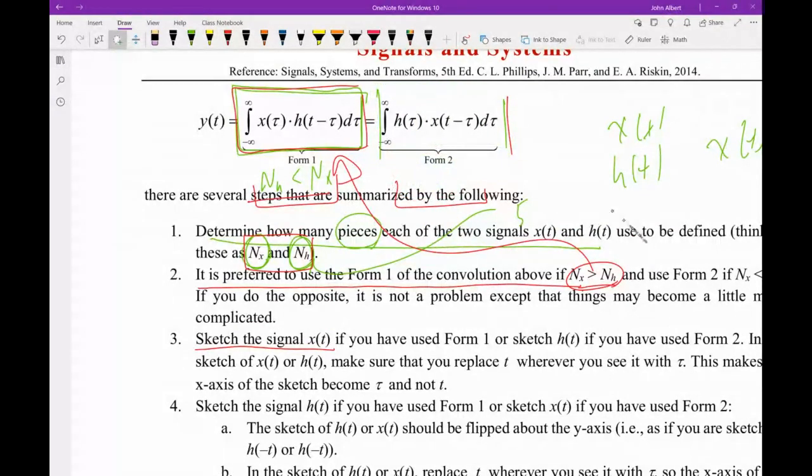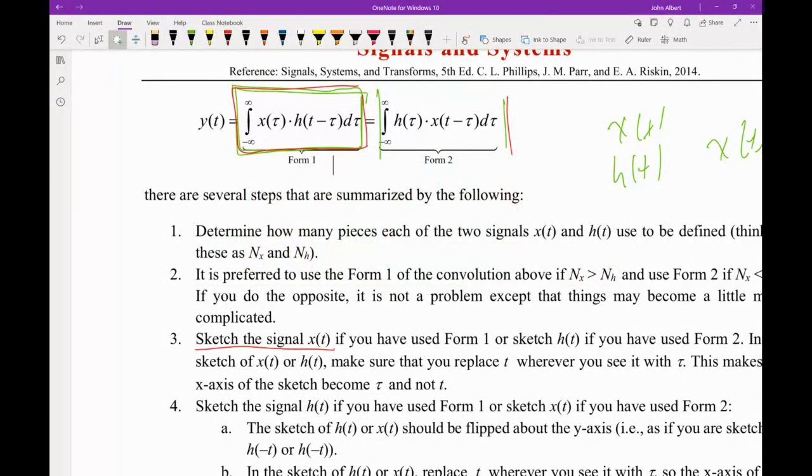Let me just erase the mess that I have in there. Okay. If you are using form 1, I want you to sketch this function, x of t, but then I want you to go and remove every t and replace it with tau. Usually, if I give you a function, I'll tell you this is x of t. I'm not going to tell you that this is x of tau. So I want you to sketch it, but I want you to replace every t with tau. Every t has to be replaced with tau.